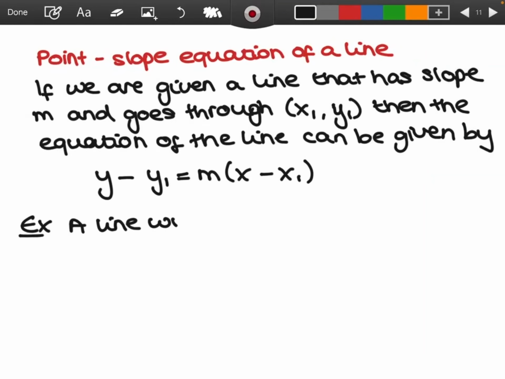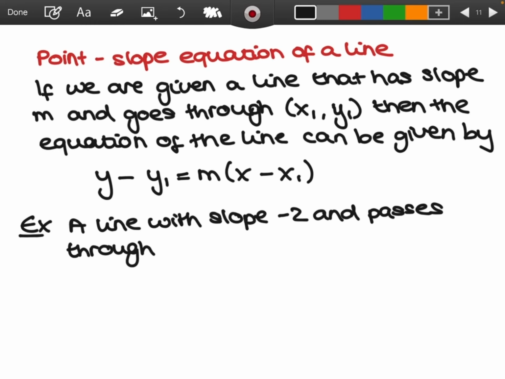So we've got a line with slope -2 and passes through 1, 3. Okay, let's find the equation of that line.